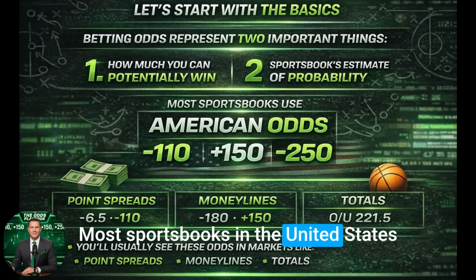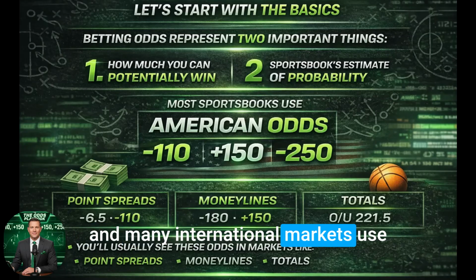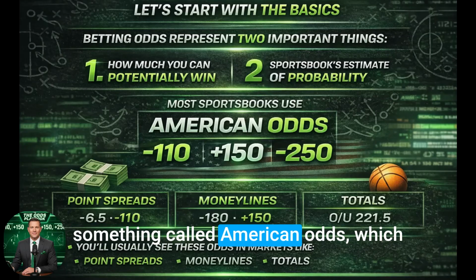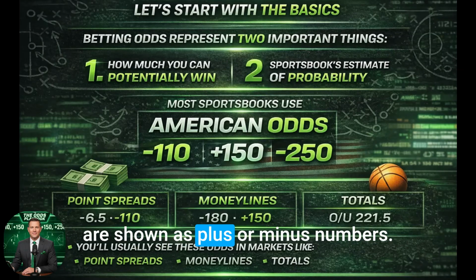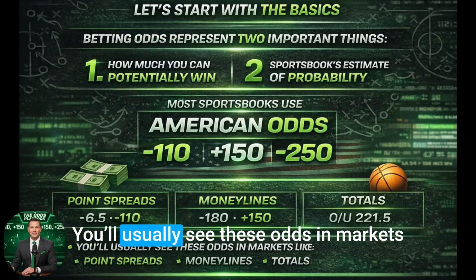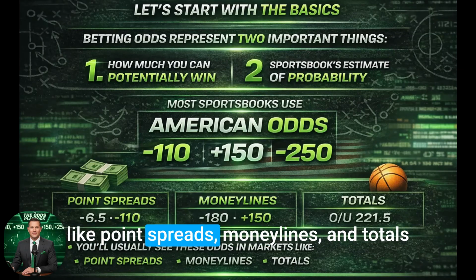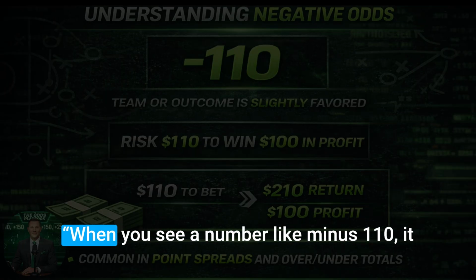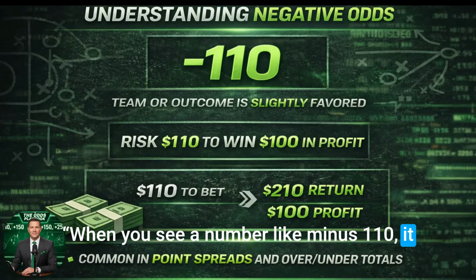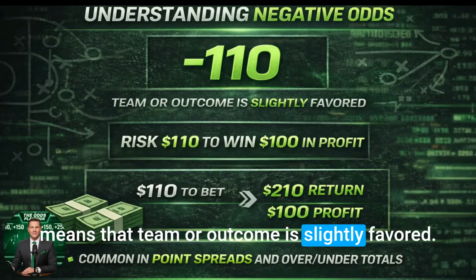Most sportsbooks in the United States and many international markets use something called American odds, which are shown as plus or minus numbers. You'll usually see these odds in markets like point spreads, money lines, and totals. When you see a number like minus 110, it means that team or outcome is slightly favored.